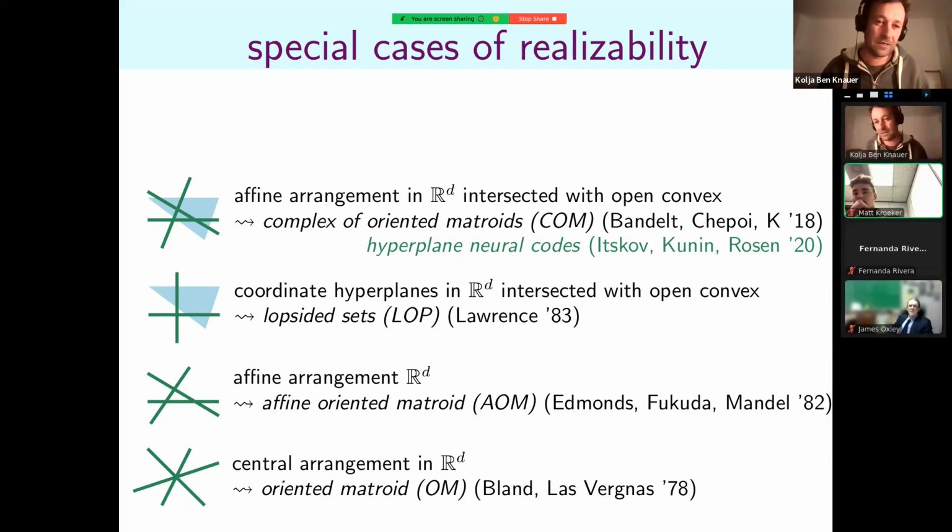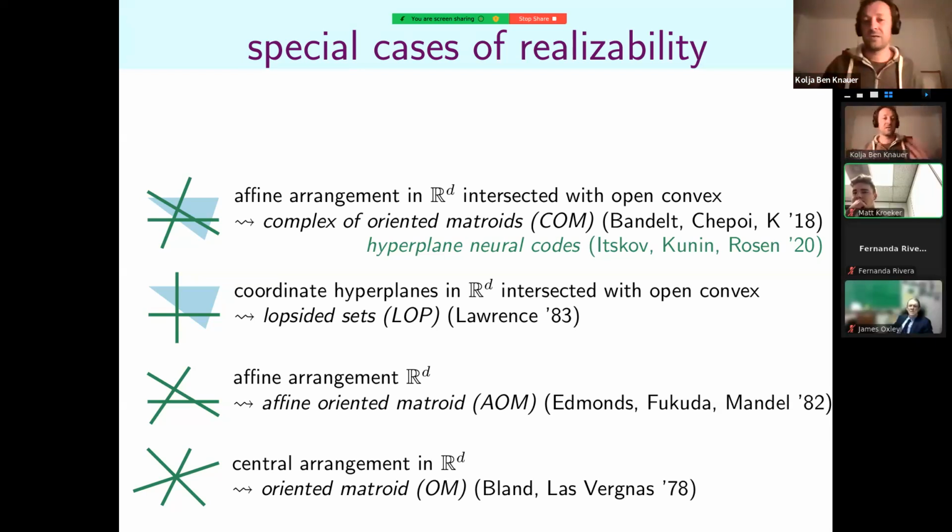And the special case where I have any affine arrangement, but I have no special convex set, or better, we can say that the convex set is the entire space, yields what is called the affine oriented matrix. And finally, if I have any central hyperplane arrangement, but no special convex set, just the entire space, then what I get is realizable oriented matrices.